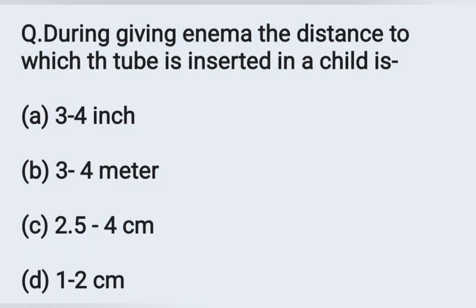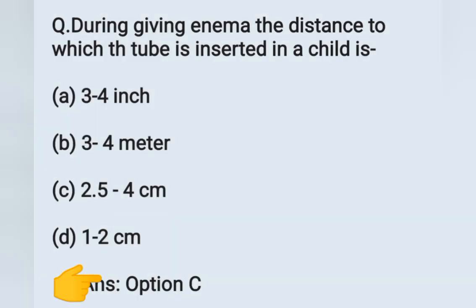And the next question is, during giving enema, the distance to which the tube is inserted in a child is: options. Option A 3 to 4 inch, option B 3 to 4 meter, option C 2.5 to 4 centimeter, option D 1 to 2 centimeter. We already discussed for children it is inserted up to 2.5 to 4 centimeters. So the correct answer is option C.